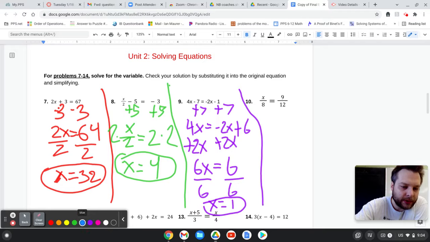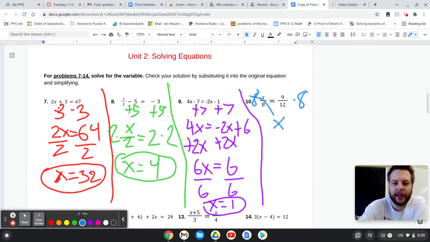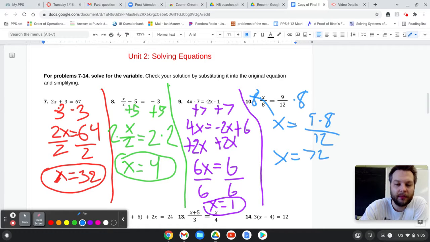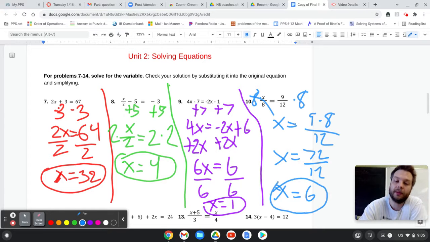Okay, last one for this first row. When I see a division symbol, I multiply. So I'm going to multiply both sides by 8. So x is equal to 9 times 8 divided by 12. You can grab a calculator if you need, or you could do 72 divided by 12 because 9 times 8 is 72. And 12 goes in there 6 times. And if you think about it, 6 divided by 8 is the same as 9 divided by 12. They're both 3/4.